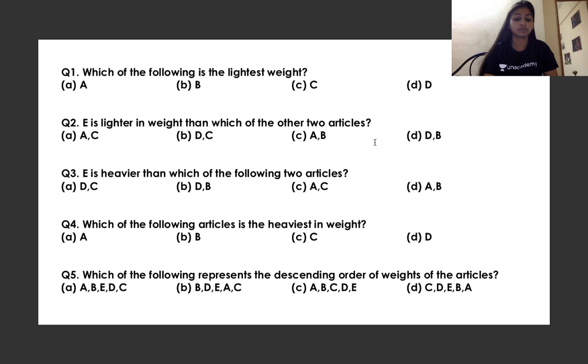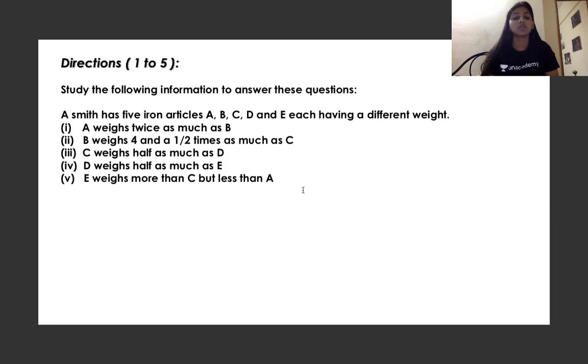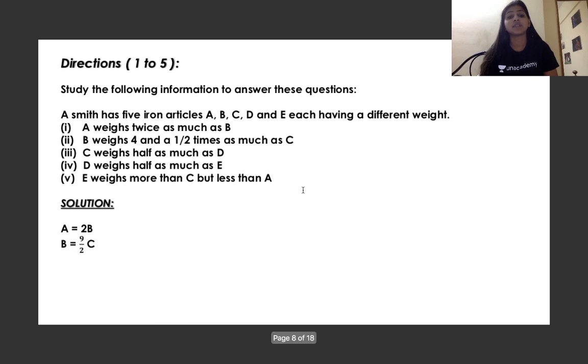Let's see. So as I told you, we'll take it down in equations. First one says A weighs twice as much as B, so A is equal to 2B. Second is B weighs 4.5 times as much as C, so we can write it as 9 by 2. C weighs half as much as D, D weighs half as much as E, and E weighs more than C but less than A.